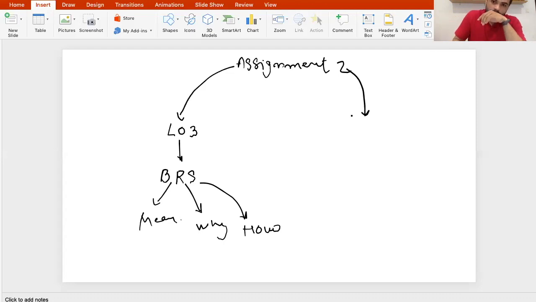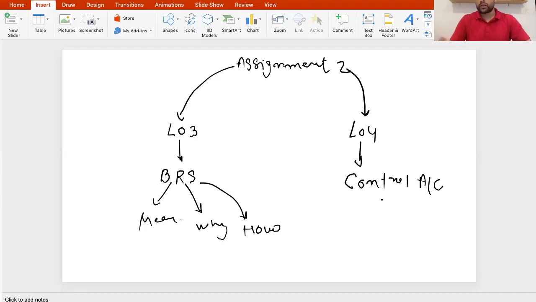And learning outcome 4 is about control accounts and suspense accounts. I will just simply say control accounts. In these control accounts, you're going to learn what the meaning of control accounts is, why we prepare them and how we prepare them. And if we have any kinds of errors in our accounts, how we are going to rectify those errors. So this is your learning outcome 3 and learning outcome 4. Both questions will have calculations. So let's start with learning outcome 3.